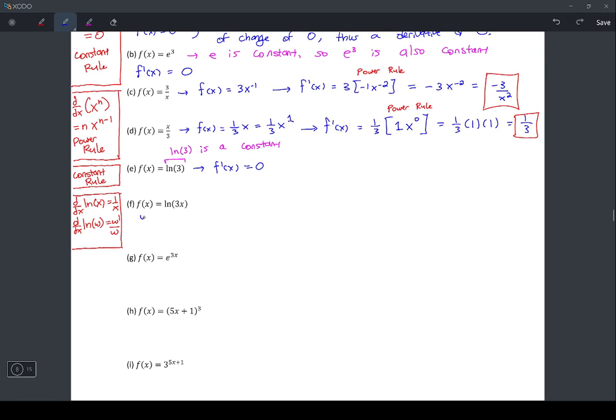So here, w is equal to 3x. This thing is equal to ln of w. We take the derivative, we get w prime divided by w. So the derivative of 3x, which is 3, over 3x. The 3's cancel, we just get 1 over x.